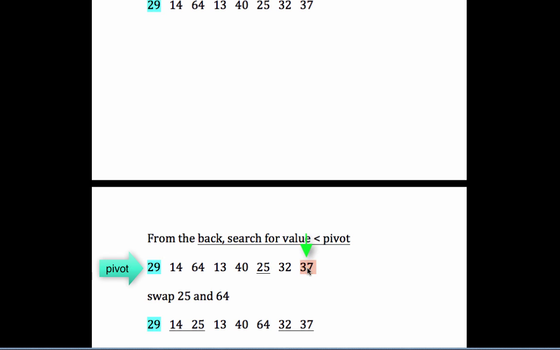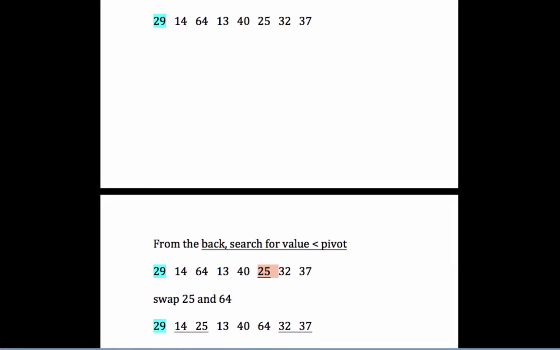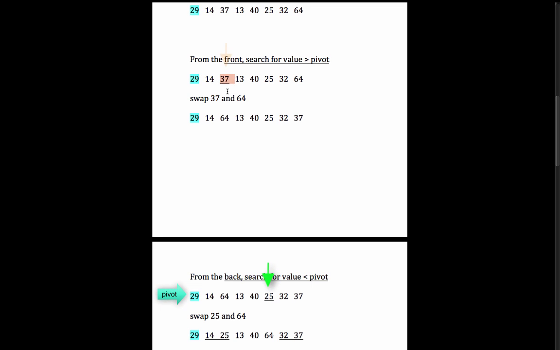So remember, we're sitting here. So that's the first value compared with the pivot. 37 is greater than 29. And then 32 is also greater than 29. And the first value found that is less than the pivot is 25. So at this point, I know that I need to swap 25 with which value? Remember, we left from here, which is the third value in my array. So I'm going to swap this new value that I found starting from the back, 25, with 64. And once I do that, then 25 ends up here and 64 ends up there.